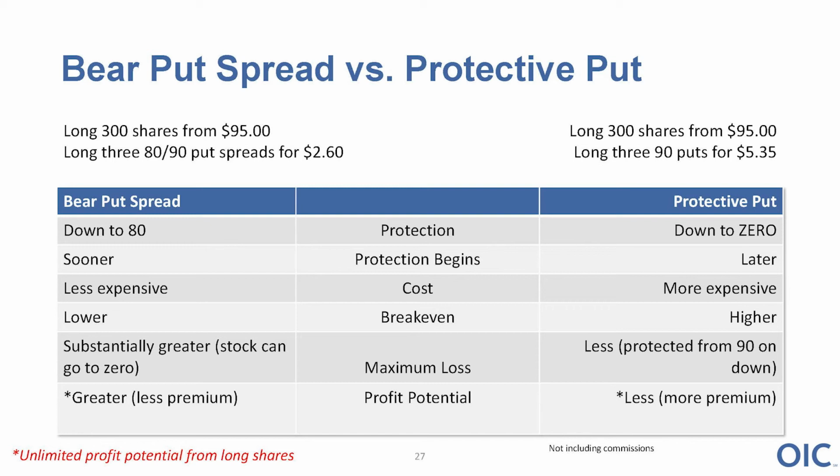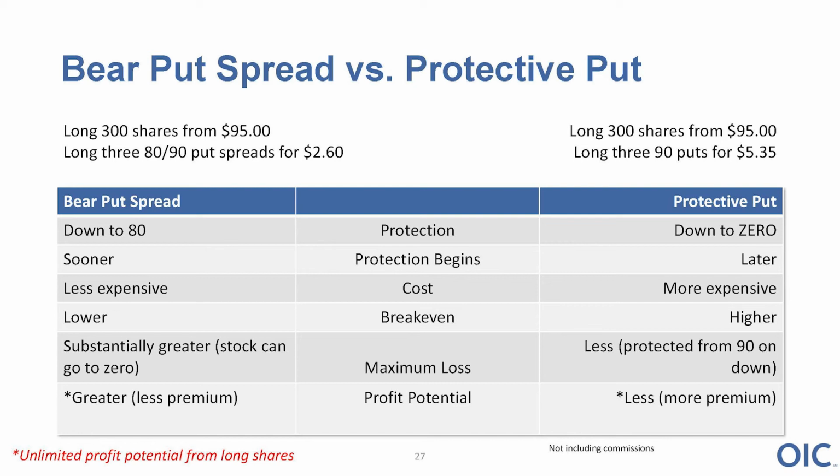In this case, the puts outright give us more protection because we get protection all the way down to 0. The bear put spread only affords us protection between 90 and 80. So the protection begins sooner with the bear put spread because we paid less for it, so $260 versus $535. The bear put spread is obviously less expensive than the puts outright.